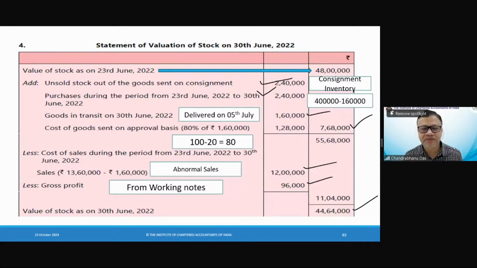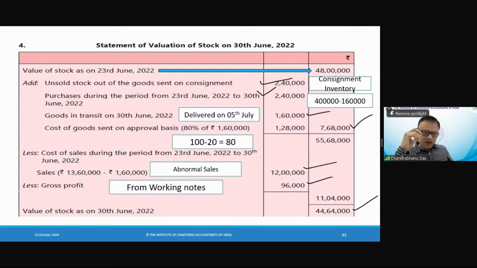Yes, Ashwika. Sir, I can't understand the part of that COGS, the 80% of 1,60,000. I don't understand that part, sir. You couldn't understand the addition part, the last line, cost of goods sent on approval basis, right? Yes, sir.